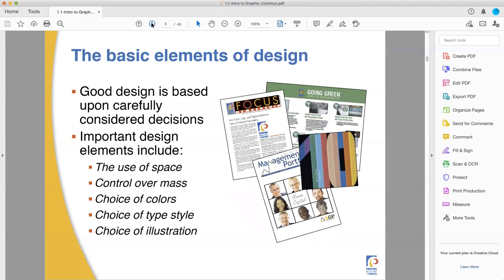So here's the different parts of design. They talk about the use of space, the control of mass, the choice of colors, the type style. Honestly, PIA, just call it typography. You're in the printing industry. You are the printing industry. And illustration choices.